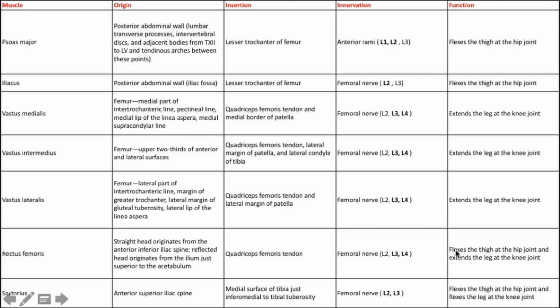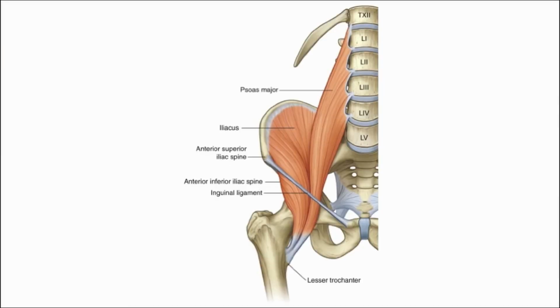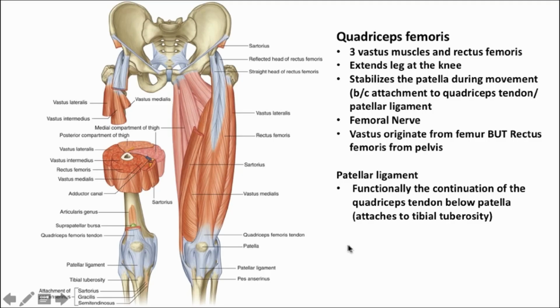And again, we've kind of already covered these. These are all the muscles in the thigh, and we just wanted to recap it, right? Here are the 2 major hip flexors, the psoas major and the iliacus. The terminal ends of these muscles pass under the inguinal ligament and insert on the lesser trochanter.